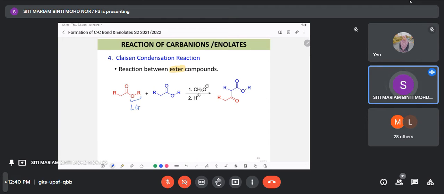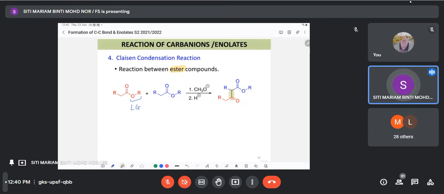What you see here is a reaction between two molecules of ester. You can have the red ester react with the blue ester and undergo this Claisen condensation. So you connect the two esters through carbon-carbon bond formation, between that carbon, which I highlight using green color.